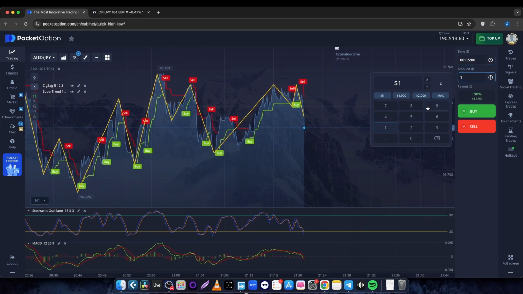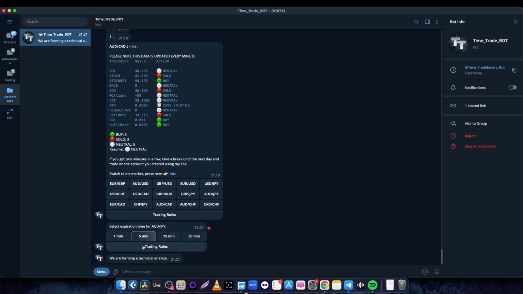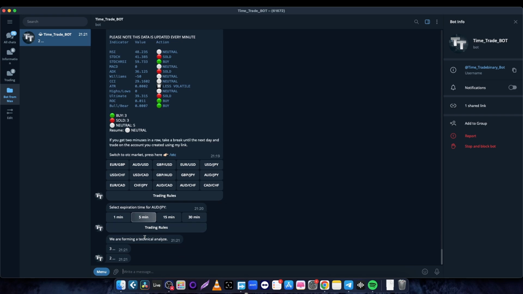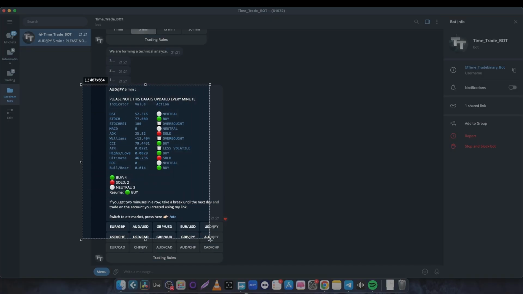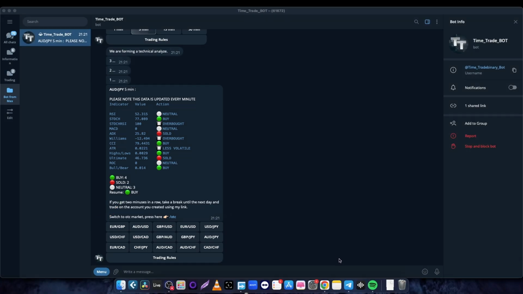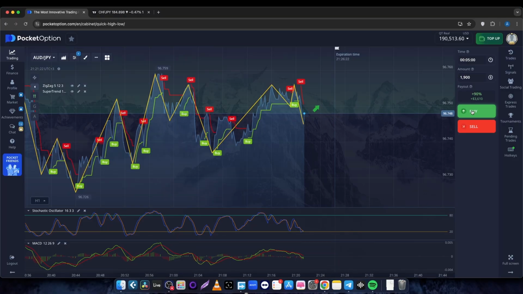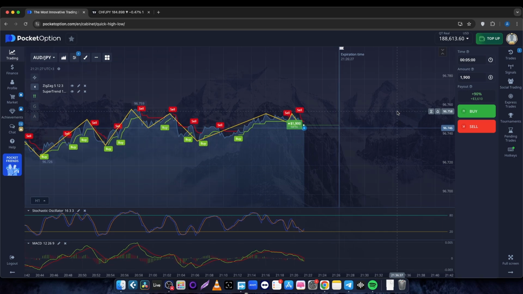I will invest $1,900 according to the main rule of money management. To receive a signal, I return to the trading bot interface and press the expiration time button. After analysis, I see that the neural network predicts an upward price movement. Well, I go to the Pocket Option Broker, carefully look at the chart, and assess the situation on the market. Okay, I press the green button and watch the progress of this trade.